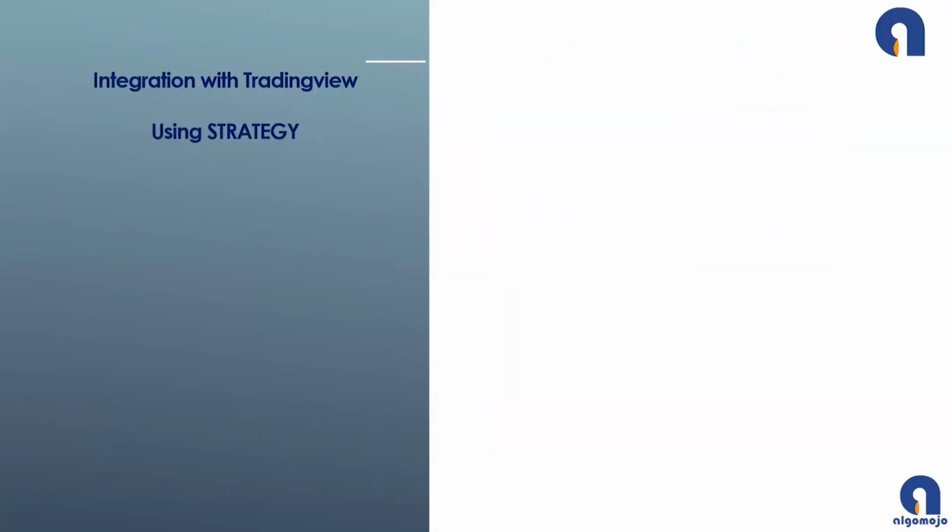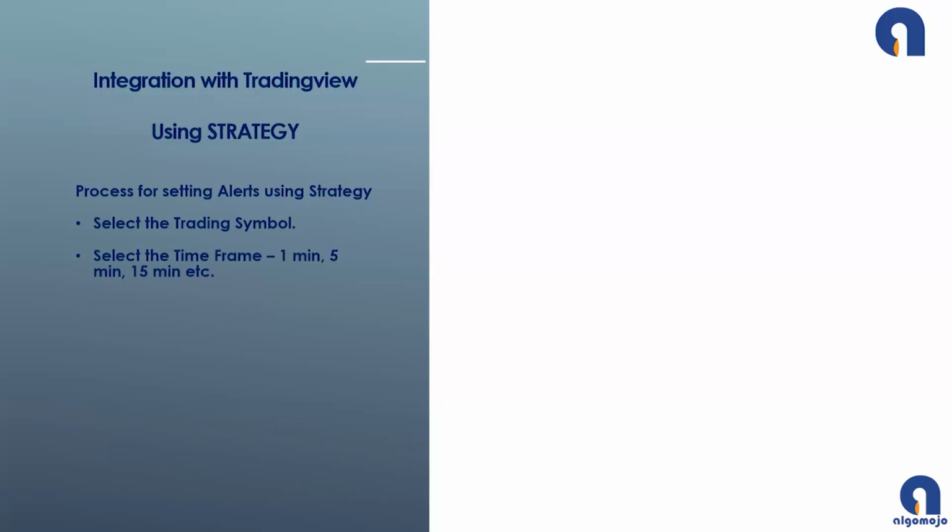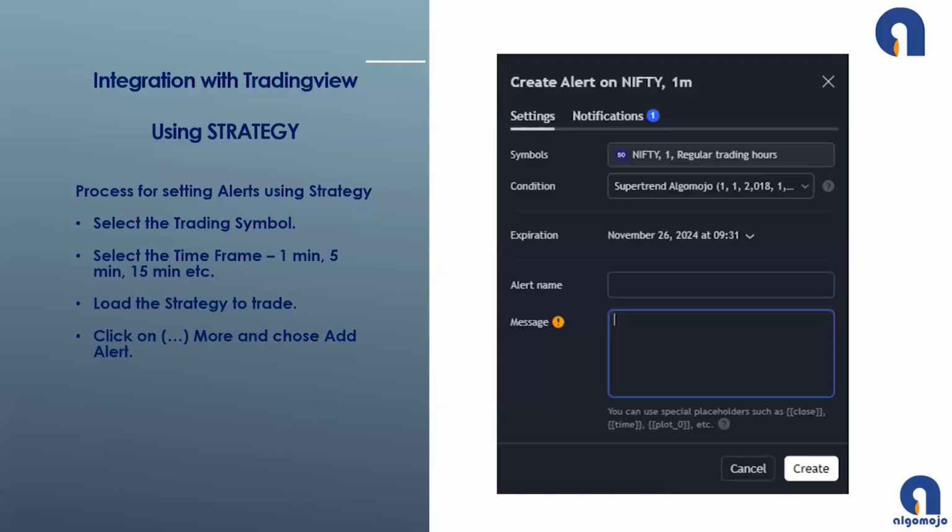Now, when you are using a strategy in TradingView, what is the process to be followed? First, you have to select the trading symbol, then select the time frame. It can be 1 minute, 5 minutes, 15 minutes, depending on your requirement. Then load the strategy that you want to execute. After that, set an alert by clicking on the more button, wherein it will ask you to update the message box and the webhook URL. Copy the message box from Algomojo, what we give, and paste it here. And similarly, update the webhook URL. That's it. There's no other thing to be done. You're set. Whenever TradingView sends any signal, buy or sell, it'll keep getting executed for you.